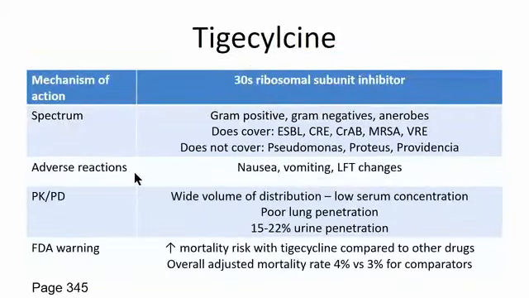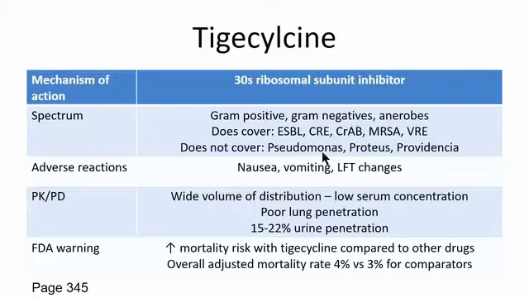Tigecycline is a 30S ribosomal subunit inhibitor. It is very broad, covers gram-positives, gram-negatives, including our multi-drug resistant organisms, covers anaerobes, however, does have some holes, does not cover Pseudomonas, Proteus, or Providencia. The adverse events are somewhat mild, whereas with colistin, we really don't know how to dose the drug because the PK really is non-existent. With tigecycline, we do know the PK.